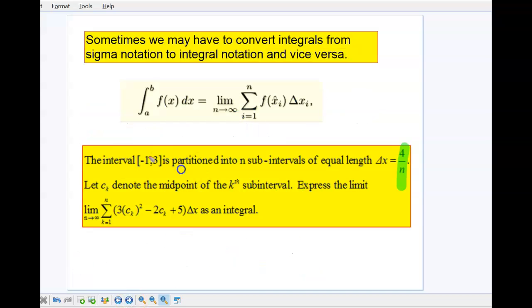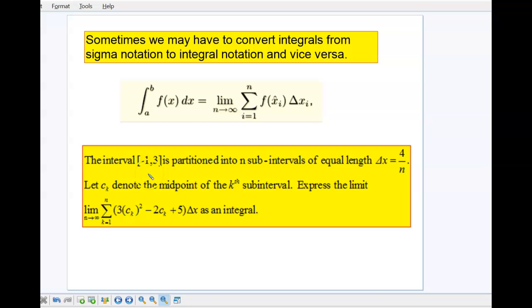Okay, sometimes we may have to convert from sigma notation back to an integral. So for example, the interval -1 to 3 is partitioned into n subintervals such that delta x is 4 over n. Let c of k, so instead of using c subscript i, they use c subscript k, it doesn't really matter, denote the midpoint of the kth interval. Express the limit as n approaches infinity of the sum from k equals 1 to n of 3 c subscript k squared minus 2 times c subscript k plus 5.